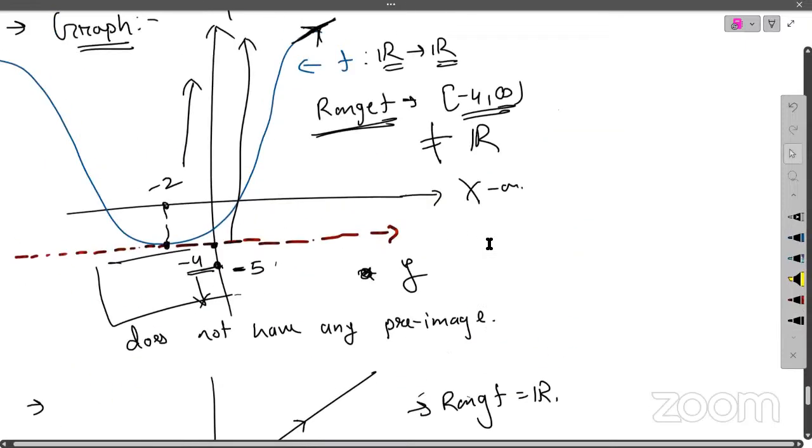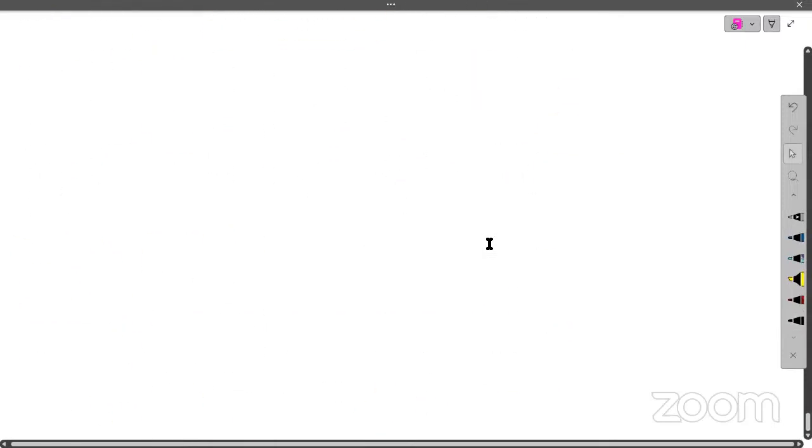Okay. Now I'll answer whatever doubts you have. So raise your hand if you have a doubt in 1-1 and onto functions. And after that, we'll go to activity questions. Okay. Yes, Rohit. Yes, Dipankar, I will take your doubt also. Okay, let's move to Ayushman then. Yes, Ayushman, can you mute yourself?